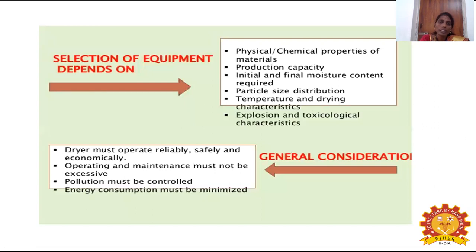Here you can see the selection of equipment. It depends on the physical or chemical properties of materials, production capacity, and initial and final moisture content required. Then particle size distribution, temperature and drying, explosion and toxicological characteristics. So based on these characteristic features and parameters, we can select the equipment.